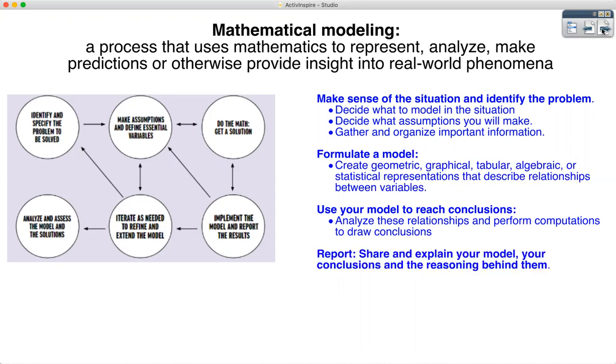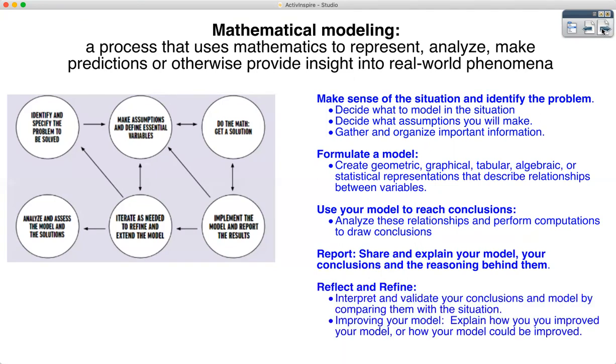Okay, and you're still not done because notice what happens next. Report. Share and explain your model, your conclusions and the reasonings behind them, but then you're going to reflect and refine, right? So you interpret and validate your conclusions and model by comparing them with the situation. So the refine part is here now. You're improving your model, right? This is where that cycle comes in. You're improving your model and you explain how you improved your model or how your model can be improved. Okay, so this really is the process when it comes to mathematical modeling.